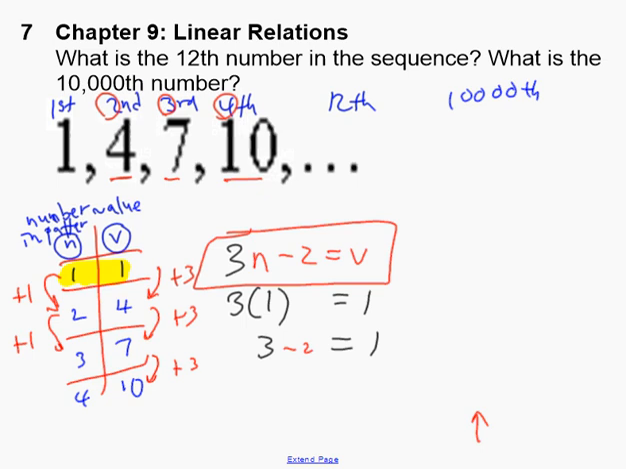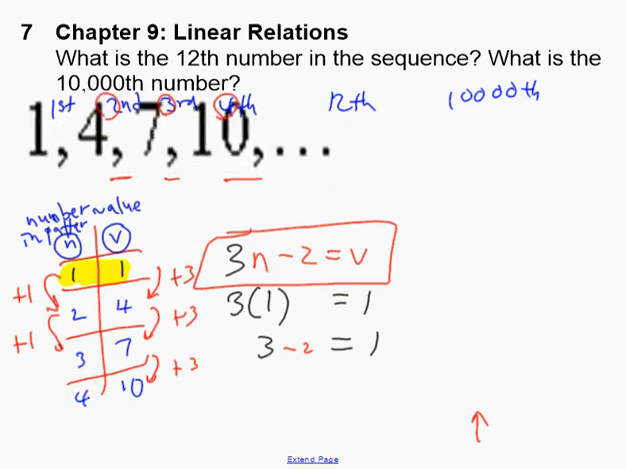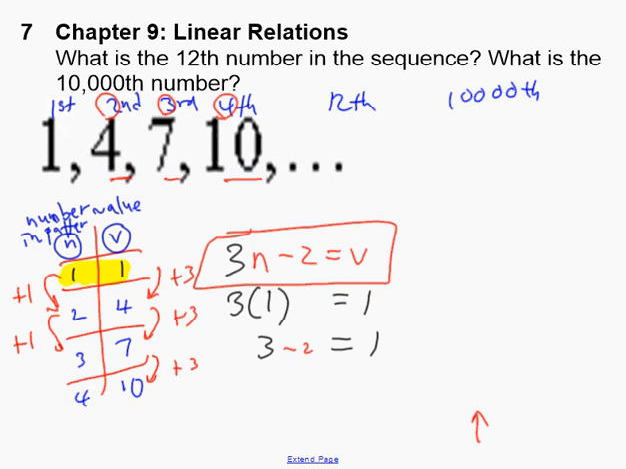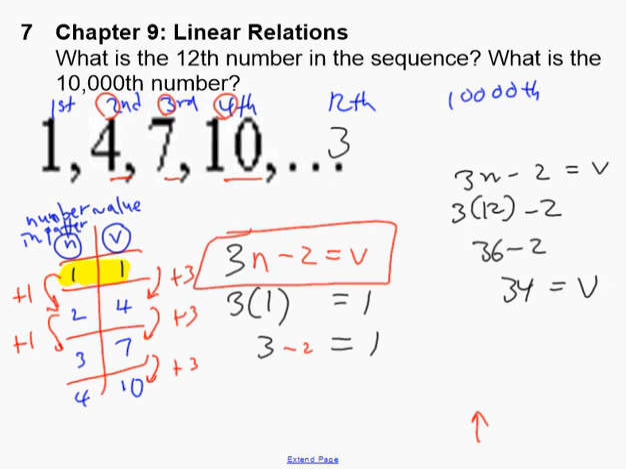So now that we have that, we're going to take our 12th number in the pattern. So 3 multiplied by 12, which is the 12th. Now I'm going to write my equation first. 3 multiplied by the 12th number minus 2 will be 36 minus 2, which will be 34 as a value. So the 12th number in the pattern will be 34.